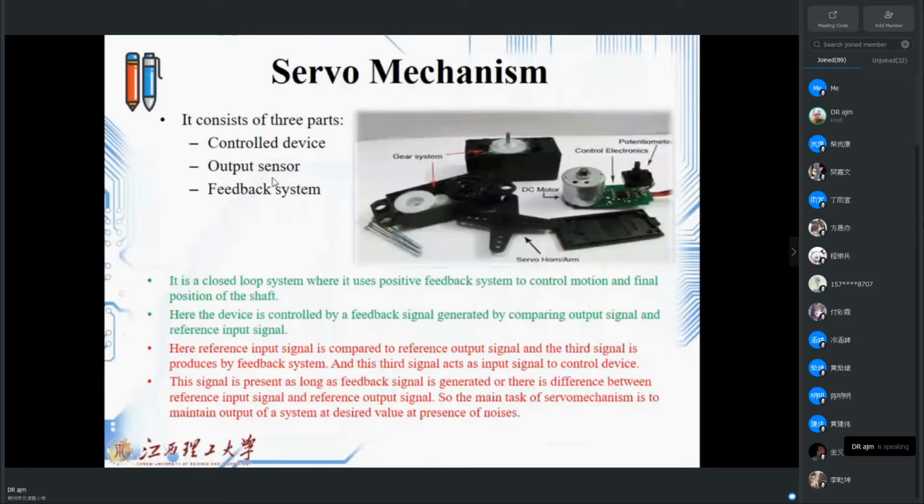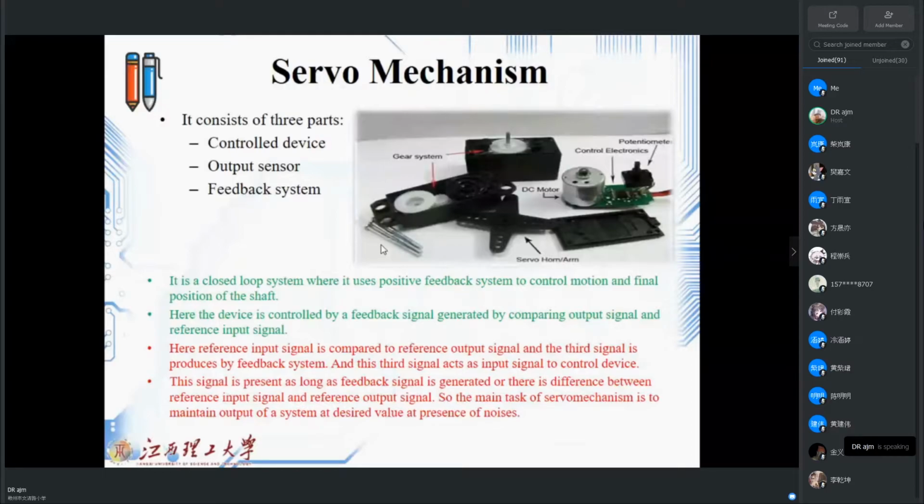There is a concept regarding the servo motor that people call closed loop, where it uses a positive feedback system to control the motion and final position of the shaft. It means that you give the signal and then check whether each signal is proper to the angle that you want or not. If yes, no problem. Otherwise, you should take some more action.